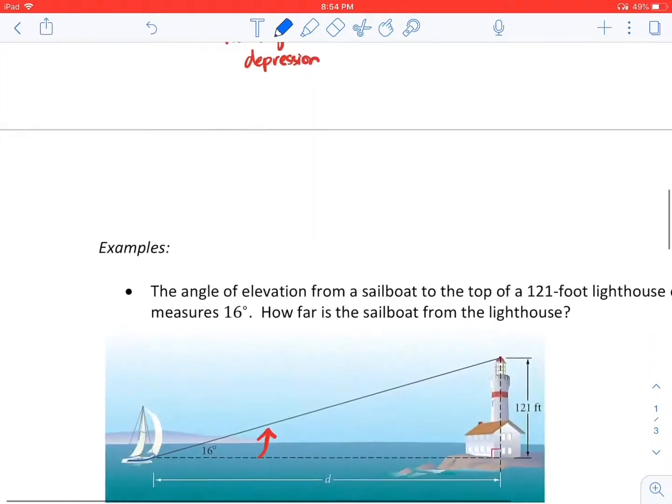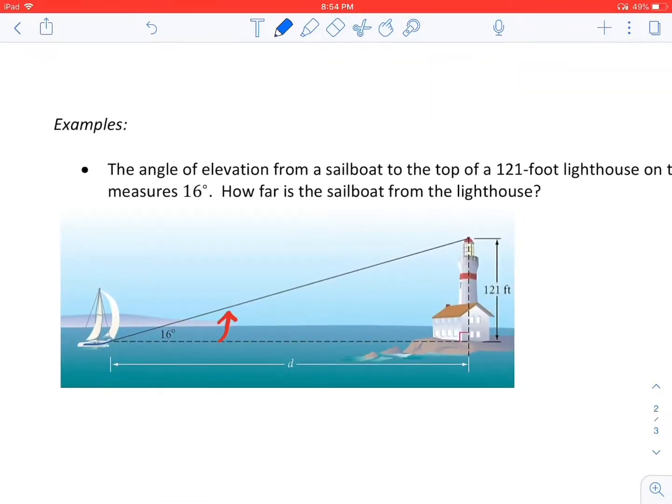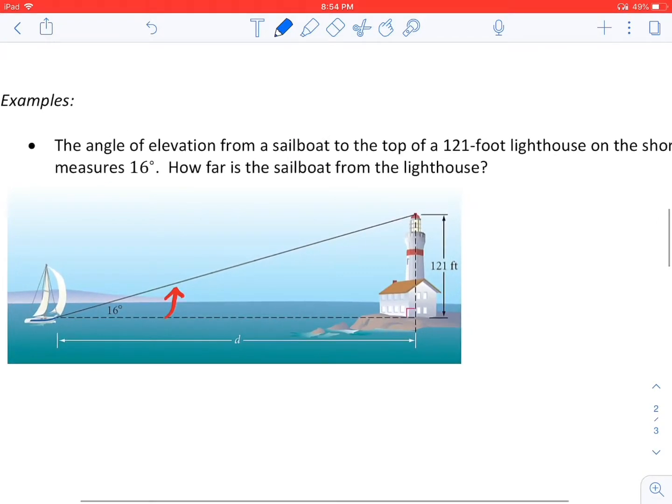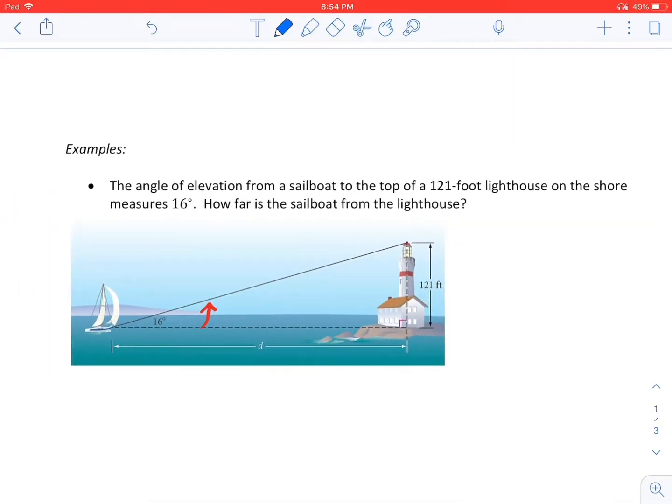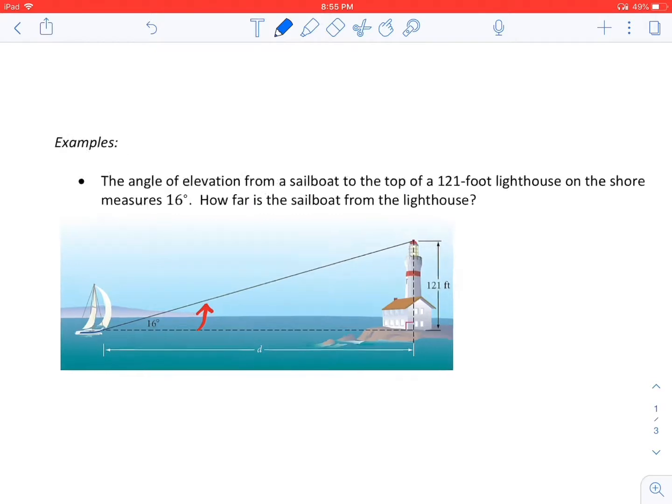How might I apply this to a particular problem? Well, this is one of those areas in which I can take the trigonometry that I've learned in the previous parts of the unit and apply this notion of angles of elevation and depression to solve a particular situation or solve for a value. In this first example, the angle of elevation from a sailboat to the top of a 121-foot lighthouse on the shore measures 16 degrees. How far is the sailboat from the lighthouse?